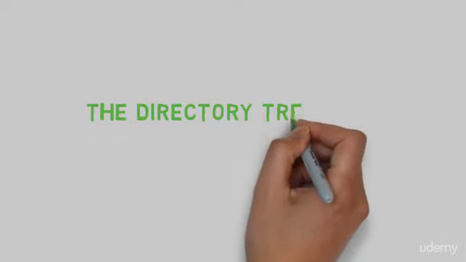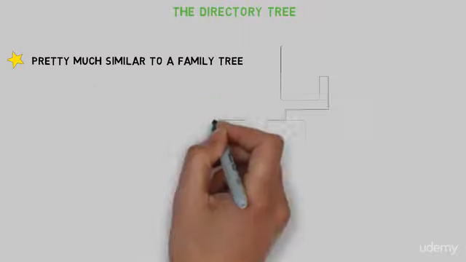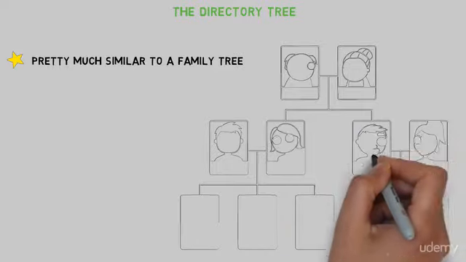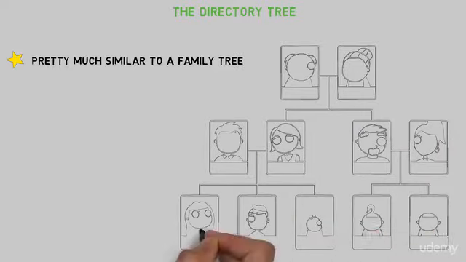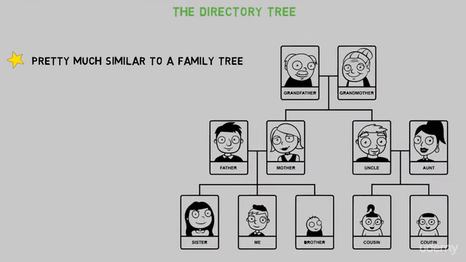The directory tree. The directory tree is very similar to a family tree, and so each directory or a file has a parent. However, each directory or a file has exactly one parent, unlike a family tree where each member has two parents. Also, we have the root directory, which has no parents at all.